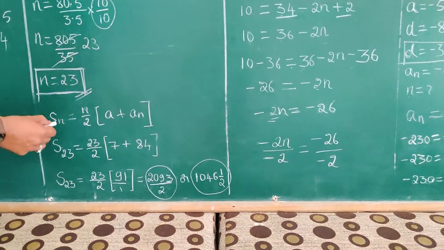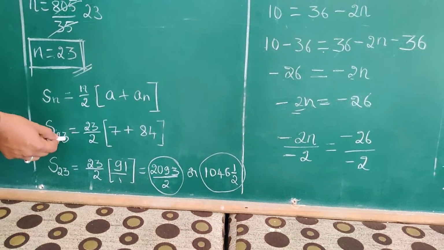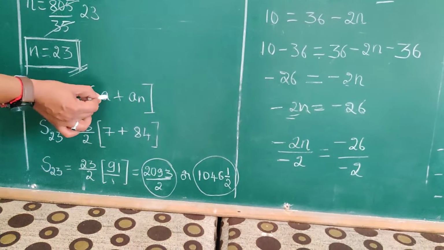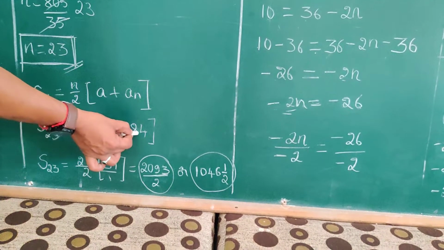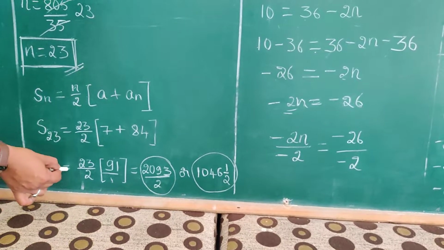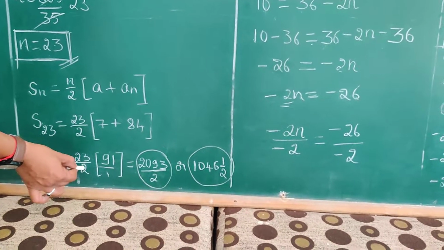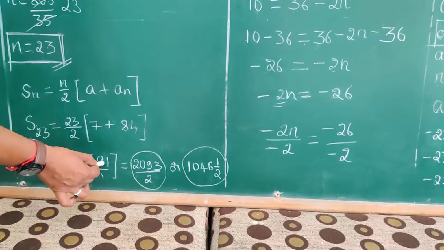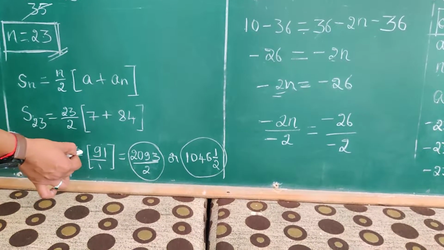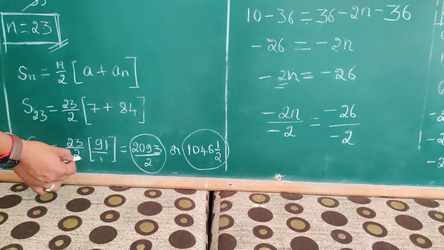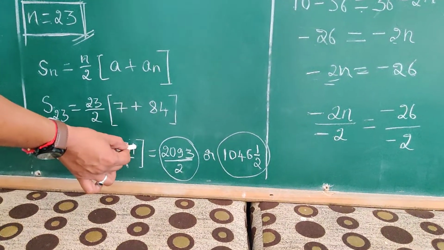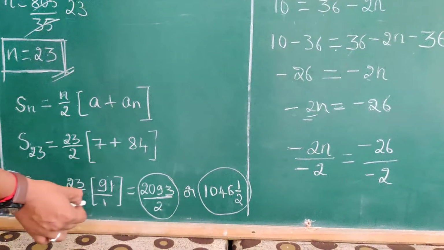Substitute with the given things. Sn is nothing but S23 because n is equal to 23. N by 2 is nothing but 23 by 2. A is 7 plus an is 84. Now S23 is equal to 23 by 2, keep as it is. 7 plus 84 is 91. Multiply 23 into 91, numerator into numerator, denominator into denominator. 23 into 91 is 2093 divided by 2.